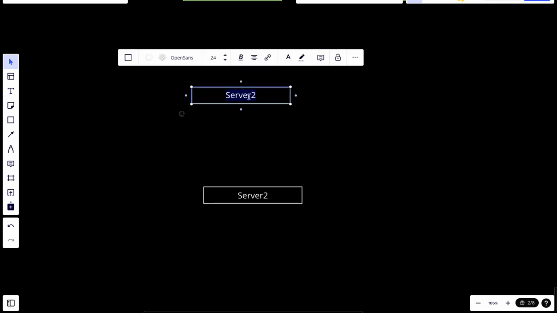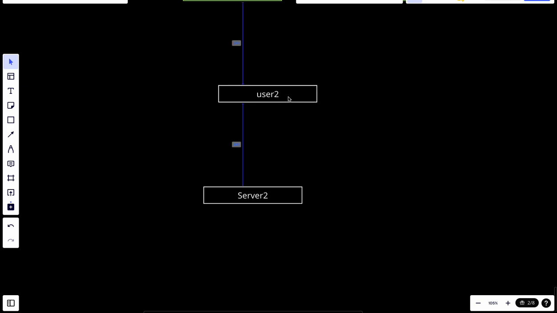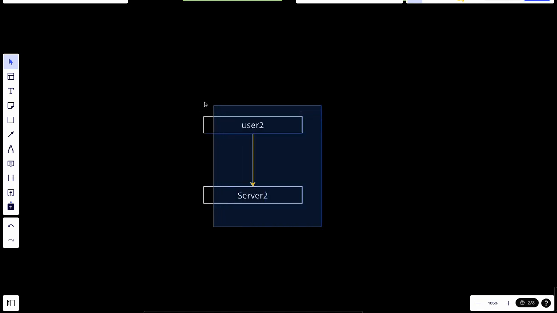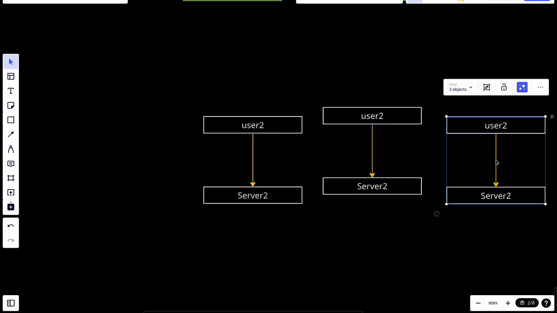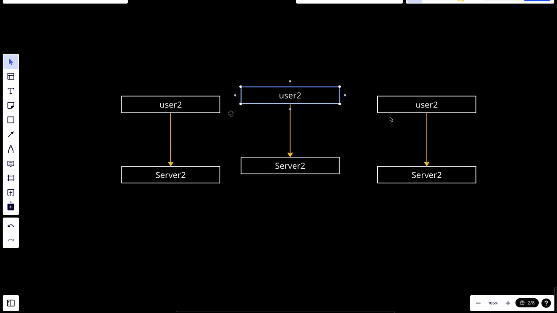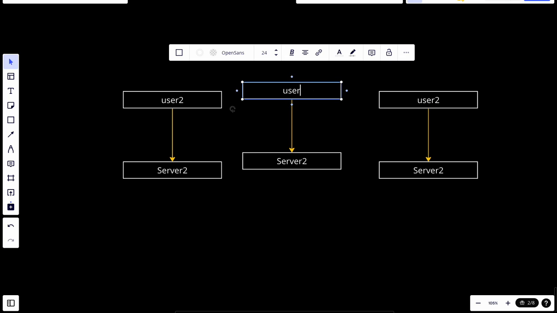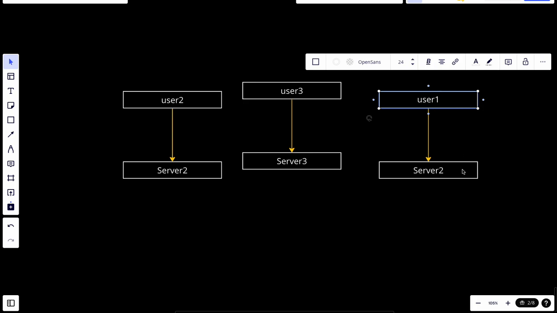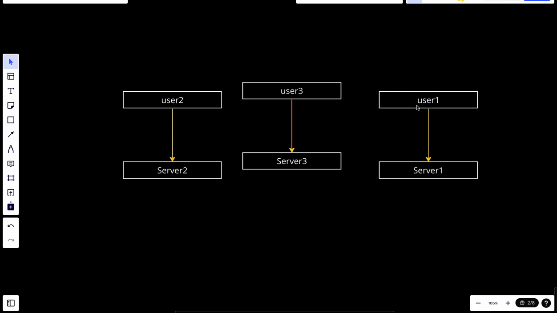On a high level, let's assume that we have user 2, and user 2 is connecting with server 2, and we want to copy this one, and let's assume that we have 2 more users. I'm not good at counting, but just so we have user 1 connected to server 1, user 3 connected to server 3, and user 2 connected to server 2.